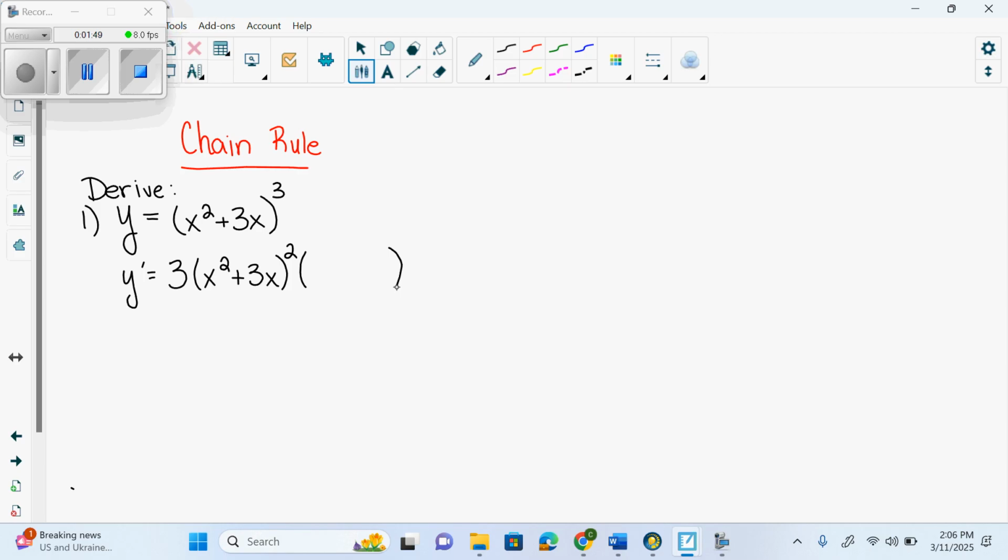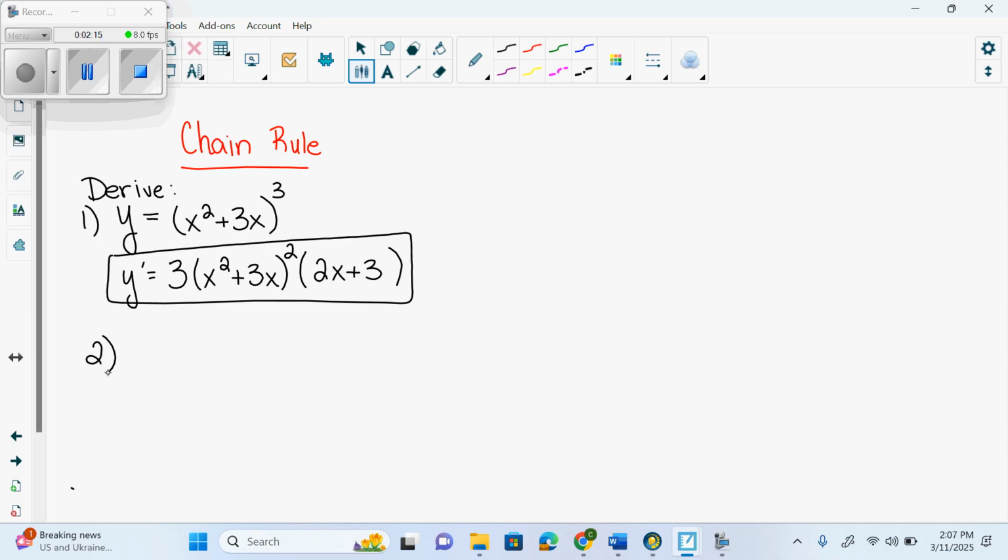So what's the derivative of x squared plus 3x? 2x plus 3. Done. We already said it. That's it. So that's all you do for the chain rule, right? Yes. You might have a chain rule embedded in a product rule, though.